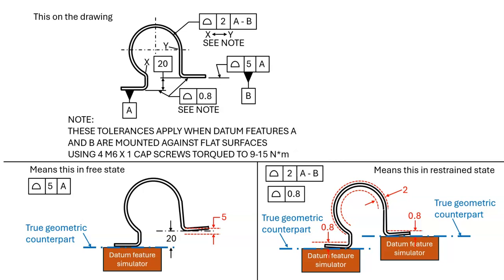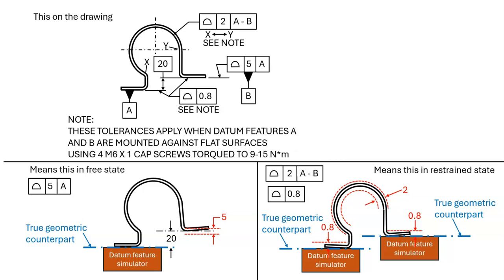In the theoretical world, the true geometric counterpart at B is a plane that is tangent to datum feature B. Therefore, datum B is also the plane tangent to datum feature B. In the real world, the datum feature simulator at B is a gauge with a surface that contacts datum feature B. Simulated datum B is that gauge surface that contacts datum feature B. Simulated datum A and simulated datum B are exactly parallel to each other and offset from each other by exactly 20 millimeters. At datum feature A and datum feature B, the profile tolerance zone is two parallel planes, 0.8 apart.